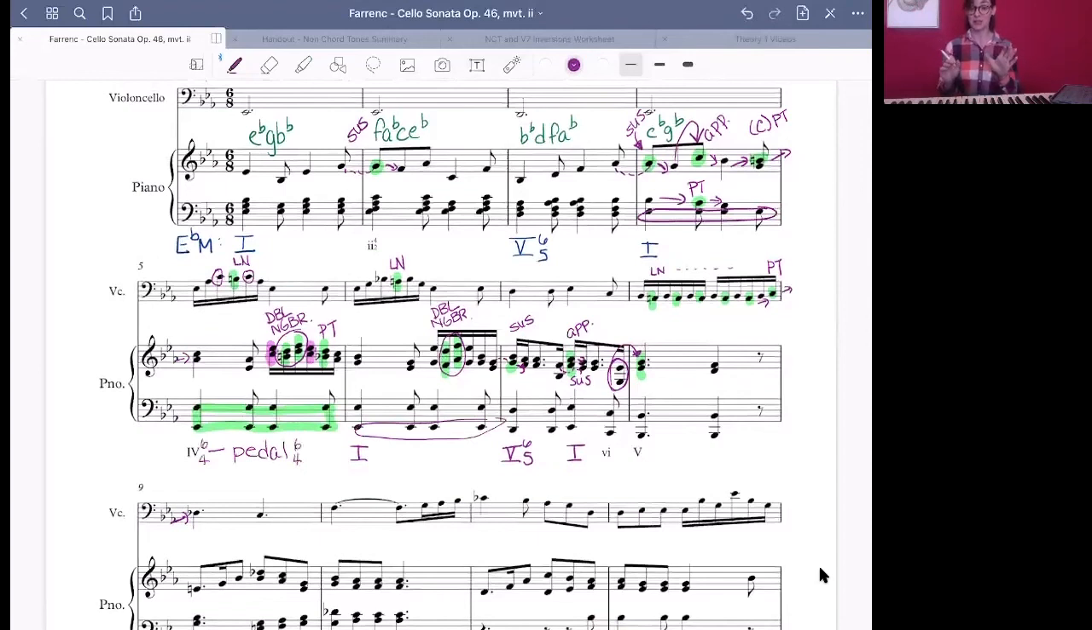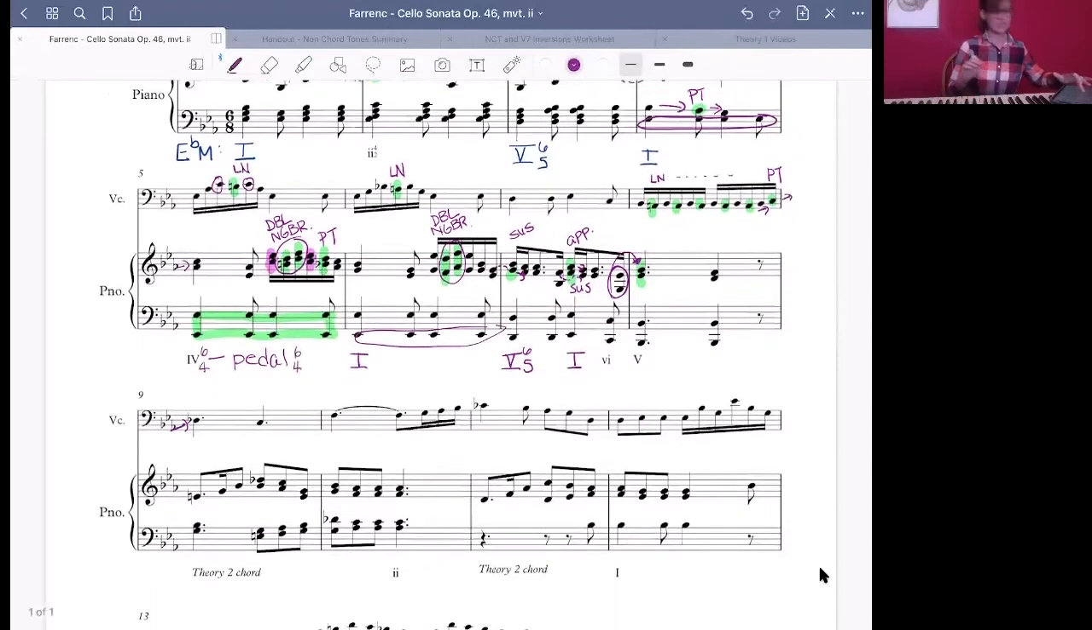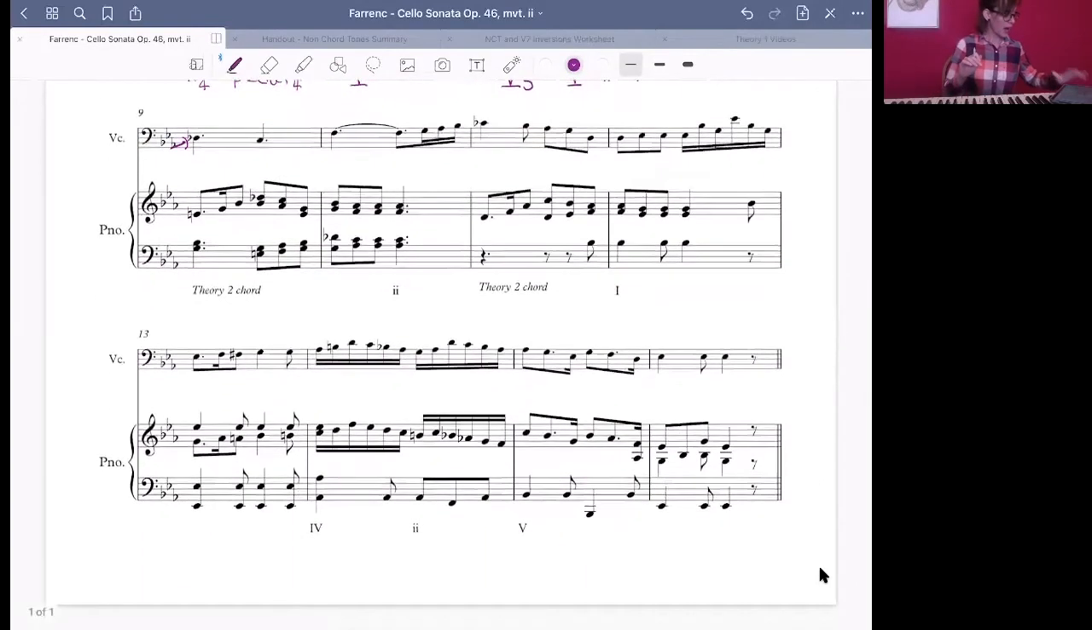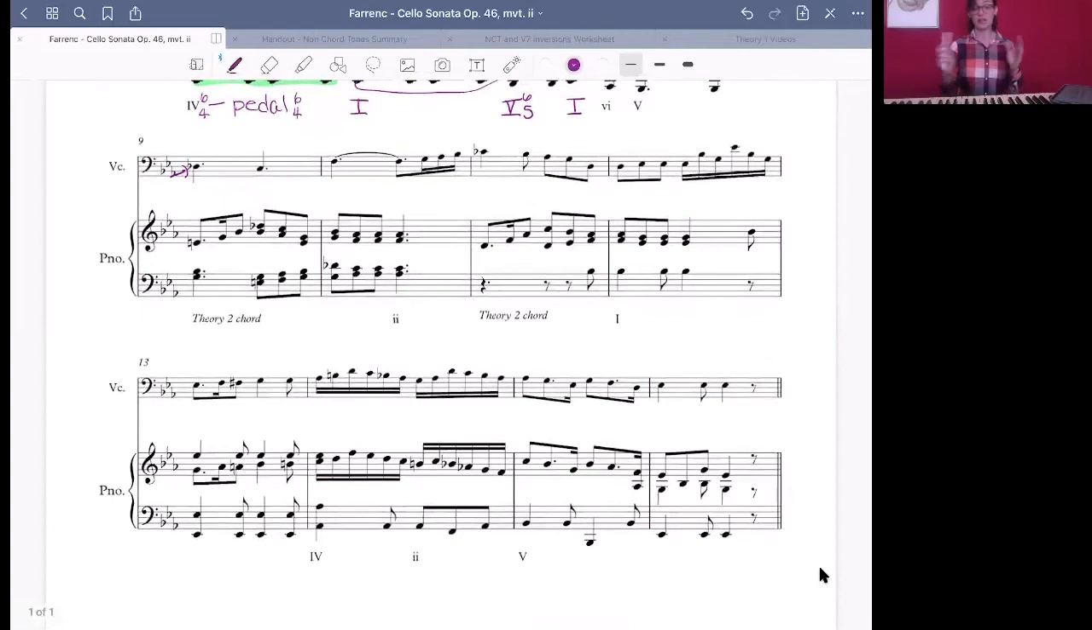We're going to skip the third system. It's a little spicy. There's some stuff in there that you'll learn in theory too. I would like you to take the fourth system, and I want you to do all of what we just did on your own, and then come back and check your work. So I want Roman numerals. I want you to locate the non-chord tones, and then I want you to label them, cello and piano parts. Do that, and then come back and check your work with me.